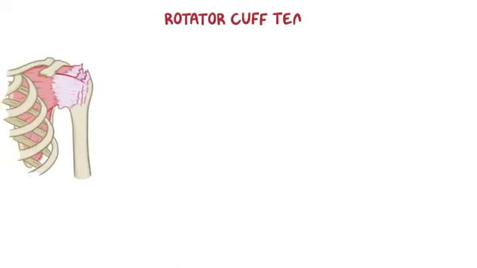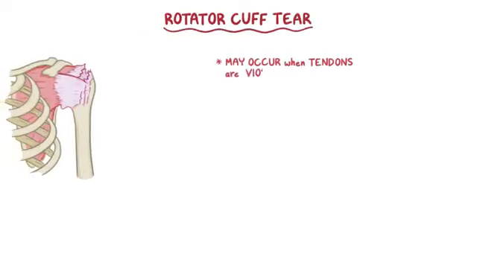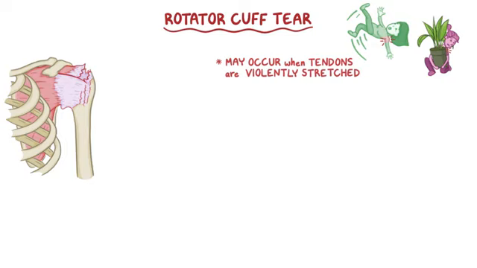A rotator cuff tear may occur when the tendons are violently stretched, like when you jerkily lift up something which is too heavy, or accidentally fall on an outstretched arm. This most commonly affects the supraspinatus tendon at its insertion on the greater tubercle of the head of the humerus, because it's under a lot of tension when the shoulder is abducted.